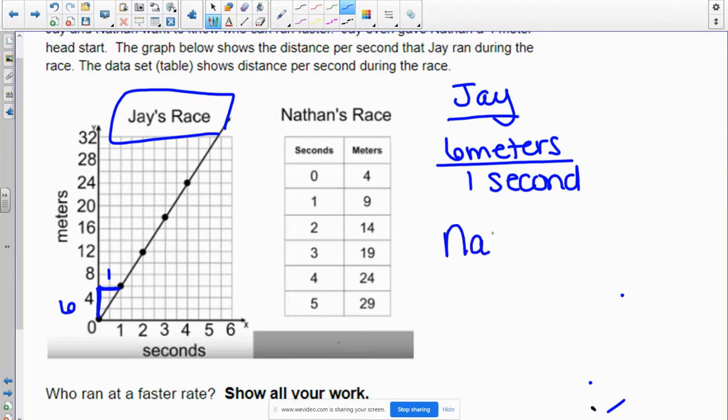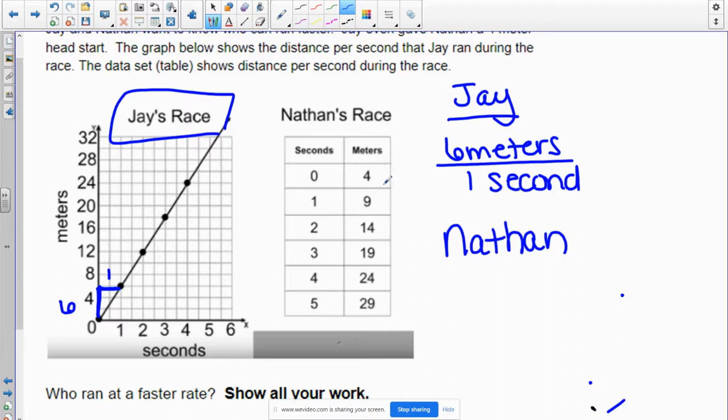Nathan, and by the way, that is proportional. This one I can tell is not proportional because it doesn't go through the point 0, 0. So I can't go 9 over 1, because notice if I go 9 over 1, that's not the same thing as 14 over 2, because that'd be 7 over 1. So you can't just go y over x. You need to look at the change, or you can use the formula y2 minus y1 over x2 minus x1.